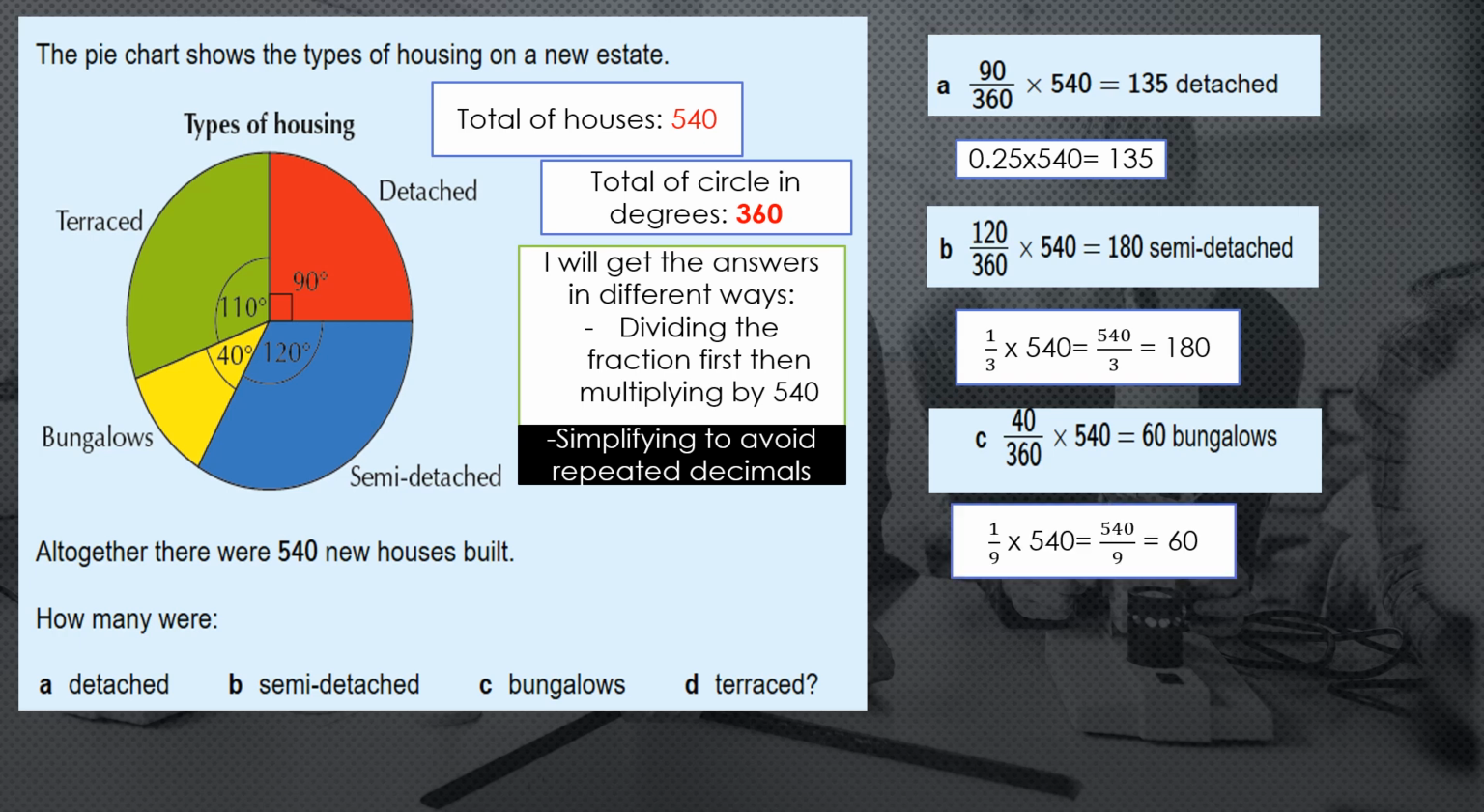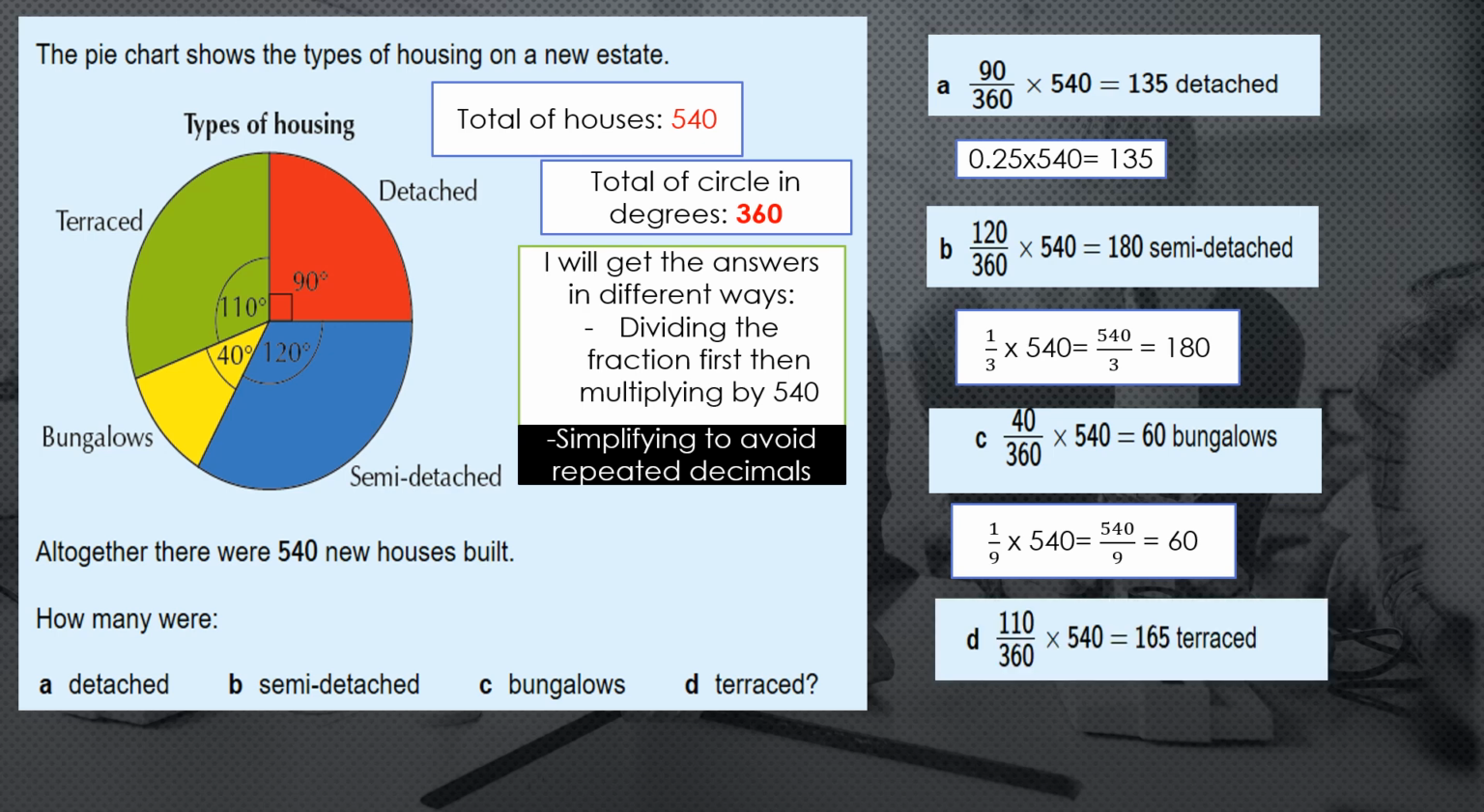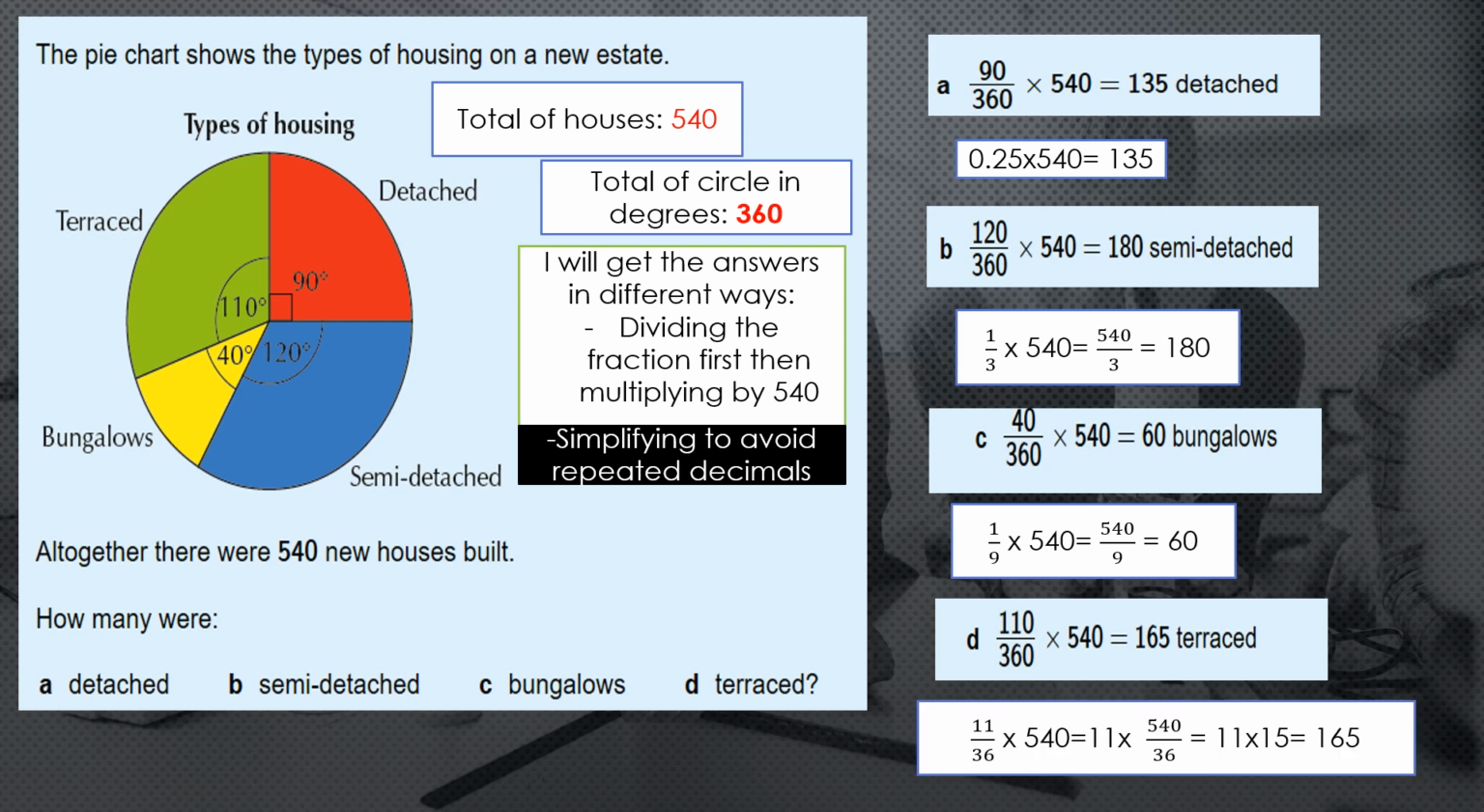Part D is represented by the green color, 110 divided by 360 times 540. It's 11 over 36. I just simplified the zeros, and then I divided 540 by 36. I did simplification. I've got 11 times 15, which is equal to 165. I did it by simplifying to avoid having any repeated decimals.